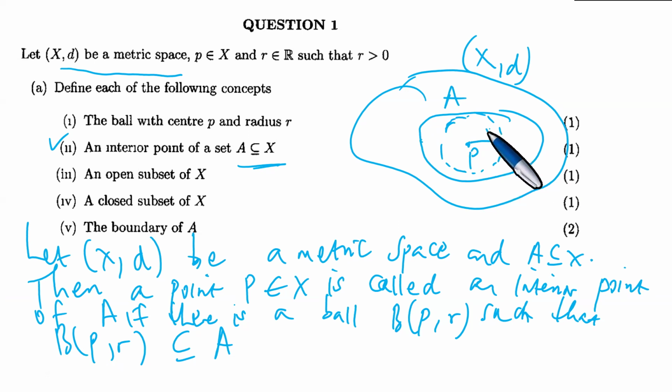So here's the ball, center P, radius R, and if this ball with the center P is entirely contained in the set A, it's a subset of A, not necessarily proper. It can actually be equal to the set A, because if the ball equals the set A, then the ball is an improper subset of A.